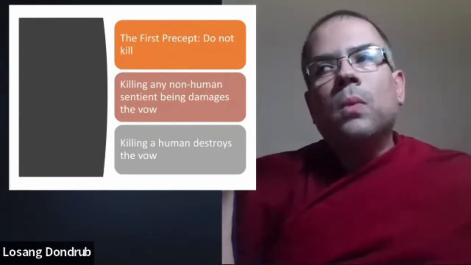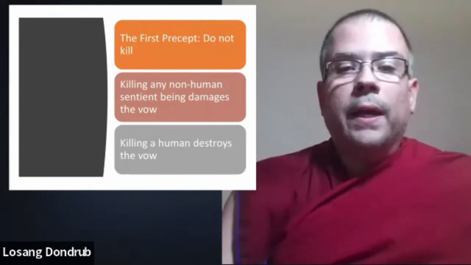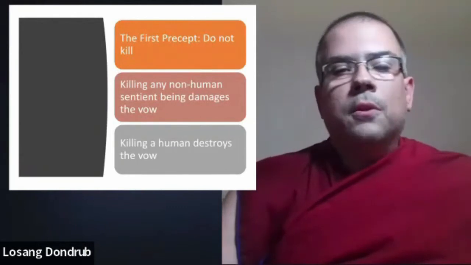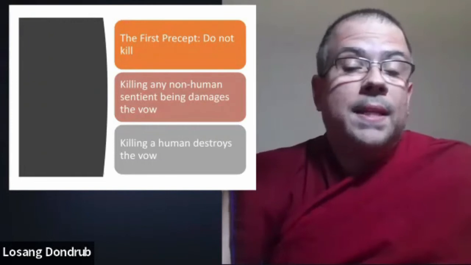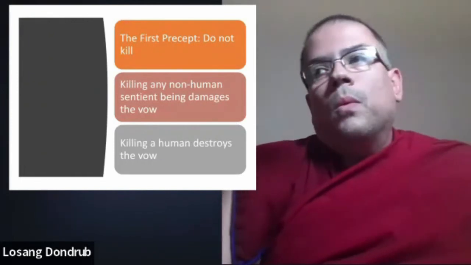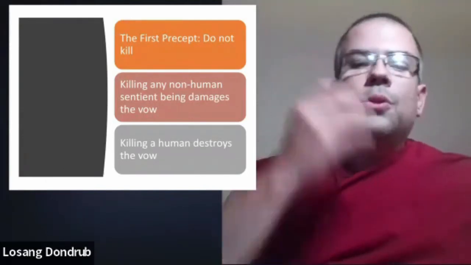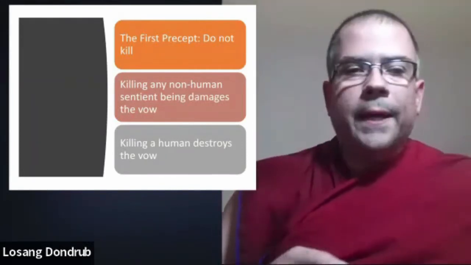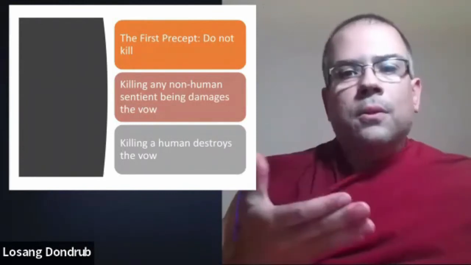And the main reason that Buddhism distinguishes between a human life and a non-human sentient life, I would say there's two reasons. One is just practicality, because we're probably somewhat habituated to killing mosquitoes and cockroaches and things like that, and so it's not practical.